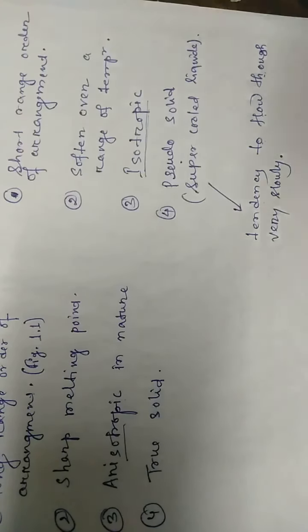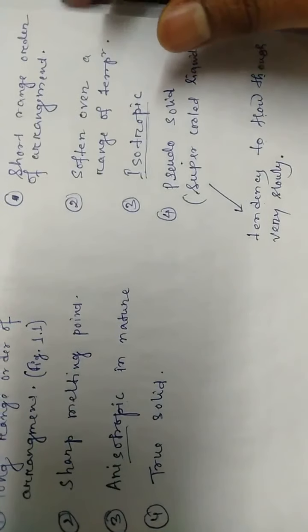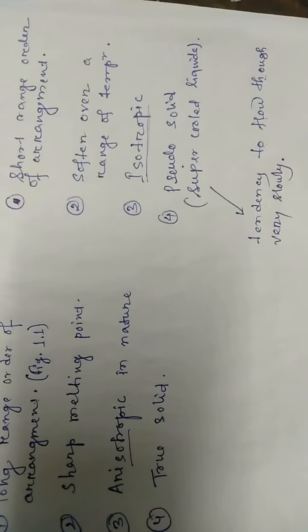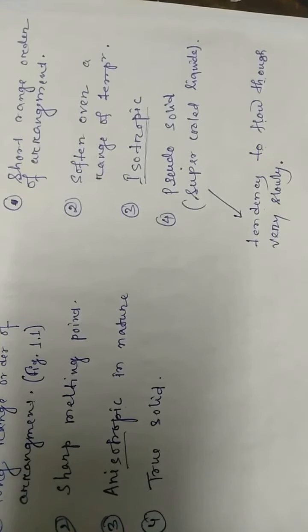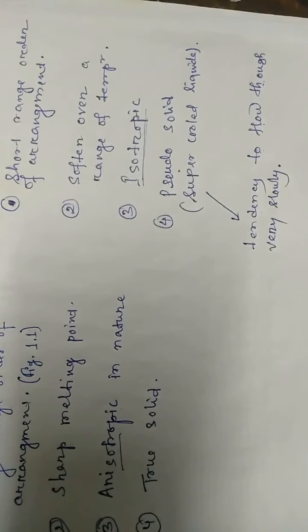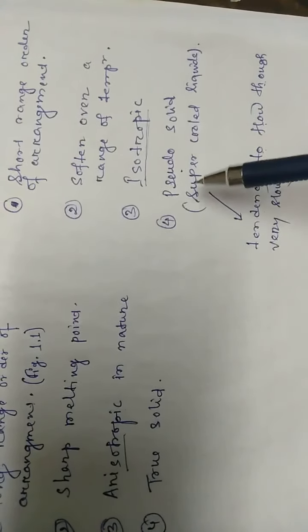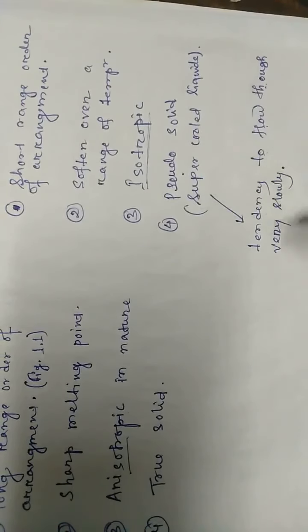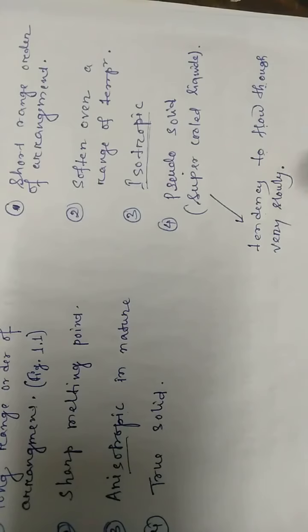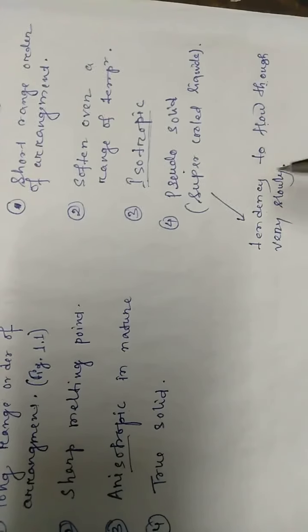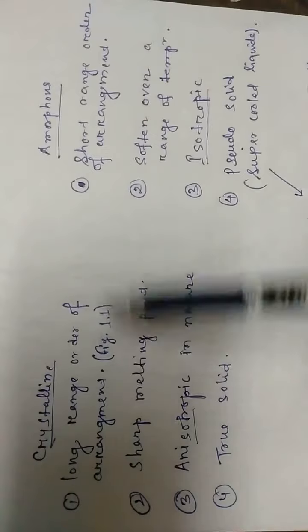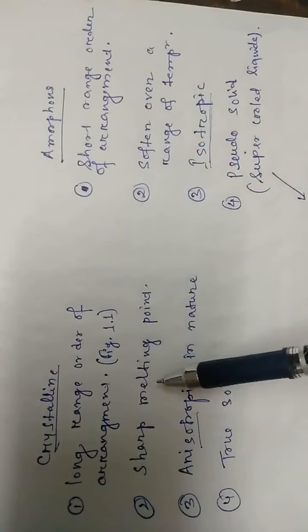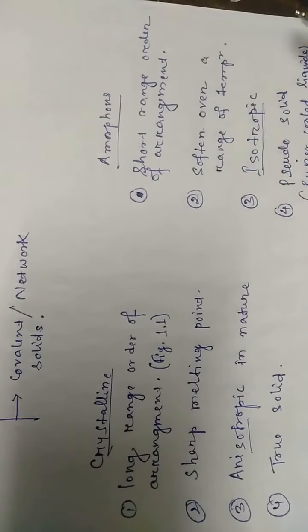So glass is an example of amorphous solid. Glass particles can flow, but the flow is not visible to us; we can observe it by measuring the glass pane. Therefore, amorphous solids are also called pseudo solid or super cooled liquid because they have tendency to flow though very slowly. So these are the very basic differences between the crystalline and amorphous solid.